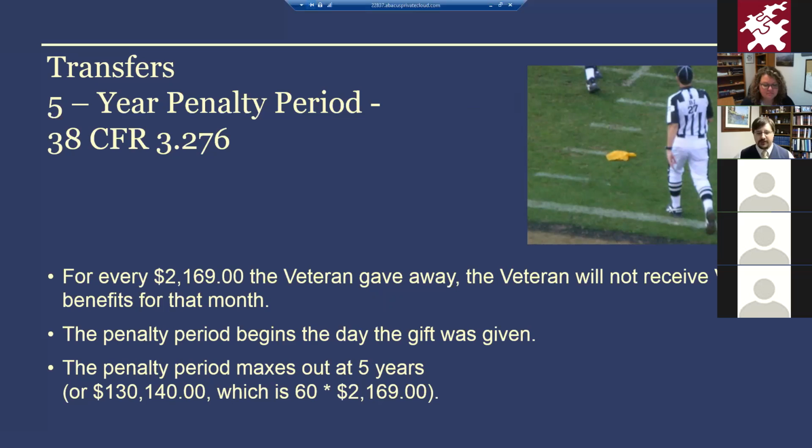And then the penalty period maxes out at 5 years, or $130,140, which is 60 times $2,169. So we look back 3 years to figure out what was given away, understanding that if resources were given away that was more than $130,140, we are only going to penalize the veteran up to that $130,140, and after 5 years, we have no penalty.